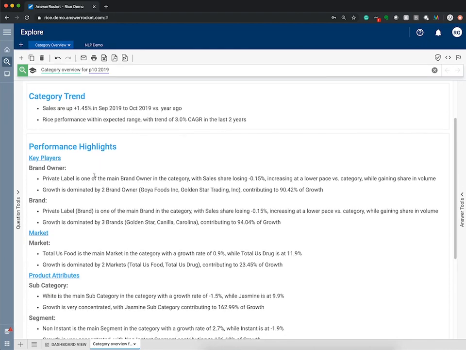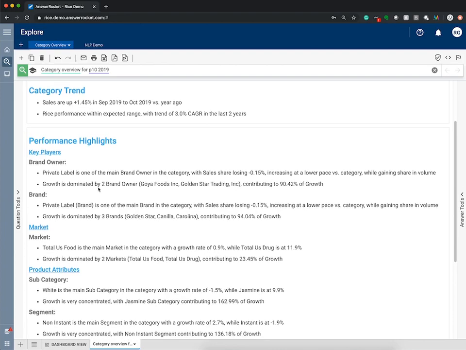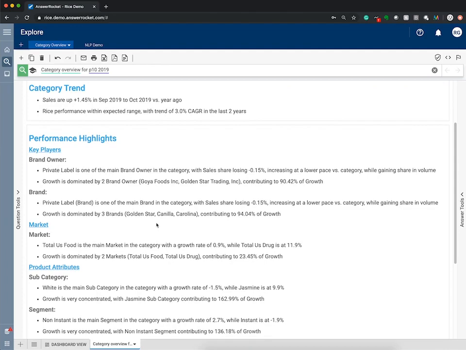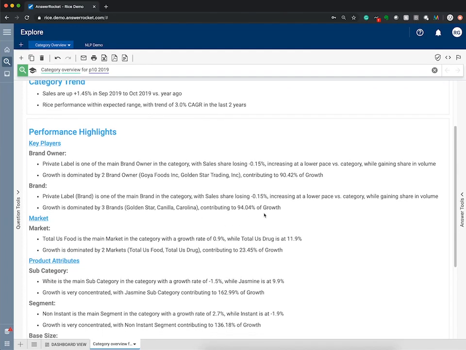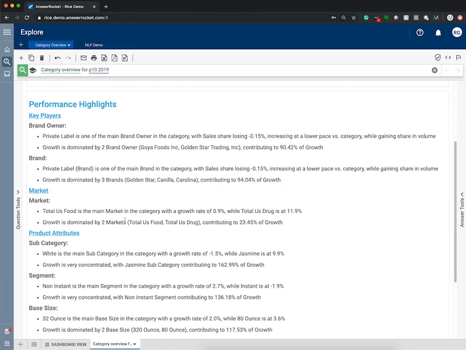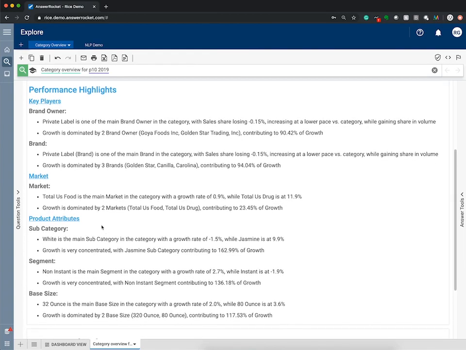Down here, we're looking at performance highlights across different manufacturers and brands and markets, right? So the first thing we see is that private label is one of the main manufacturers as well as one of the main brands in the category. However, growth is being dominated by Goya Foods and Golden Star Trading from a manufacturer standpoint. And the brands that are driving that are Golden Star, Kania, and Carolina, right, contributing to 94% of the growth. Down here, we're looking at different markets. I can see very quickly that food is the main market in the rice category, which makes sense to me.